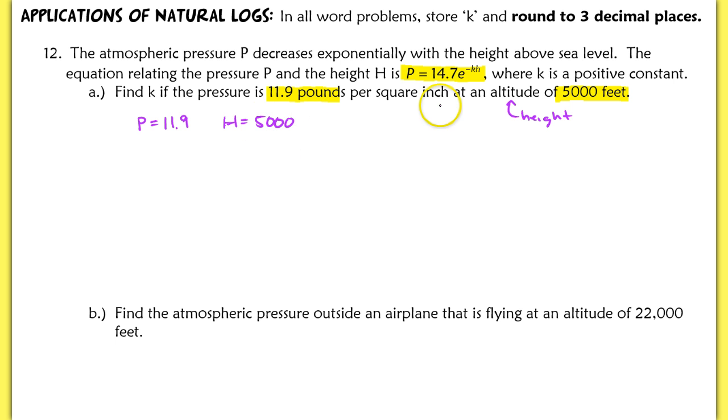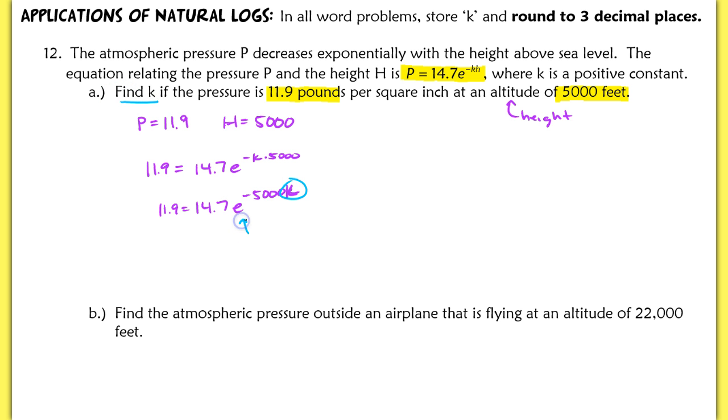Okay, now I'm going to plug these two values into this equation and try to solve for k. So we have 11.9 equaling 14.7 times e to the negative k multiplied by 5,000. Now I'm going to rewrite this a little differently as 14.7 times e to the negative 5,000k. Okay, now we actually don't have two variables here. We only have one variable, right? We're supposed to find k.